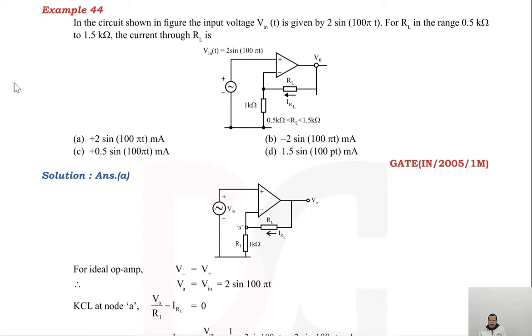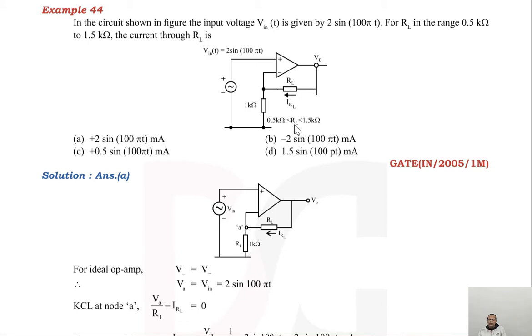Hello friends, now let us see the examples based on the voltage to current and current to voltage source converters. The first example here is, in the circuit shown in the figure, the input voltage V in is given to be 2 sin 100 pi t. For RL in range of 0.5 kilo ohm to 1.5 kilo ohm, the current through RL is. So this is the circuit given to you. So you have to find current through this resistance RL, that is load resistance.